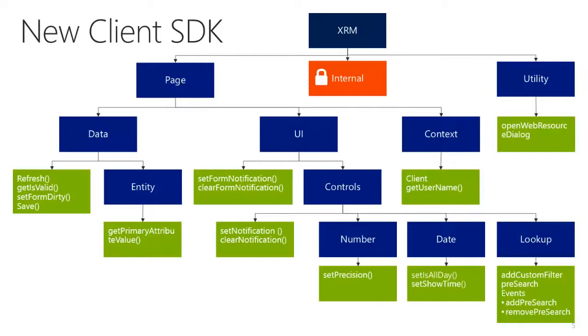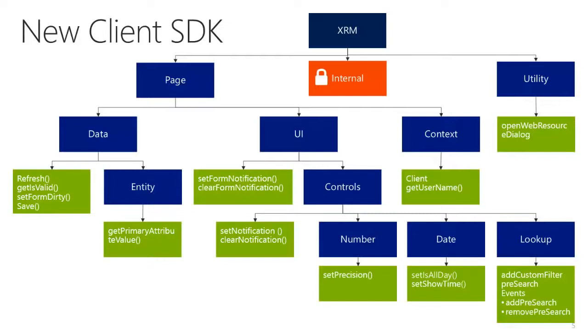Also specific to dates, now you can set two different methods that are the set is all day and the set show time. So basically, set is all day just specifies whether the date control on your form should set a value including the entire day. Similarly, the set show time would specify if the date control should show the time portion or not. And the return types for those are just Boolean.